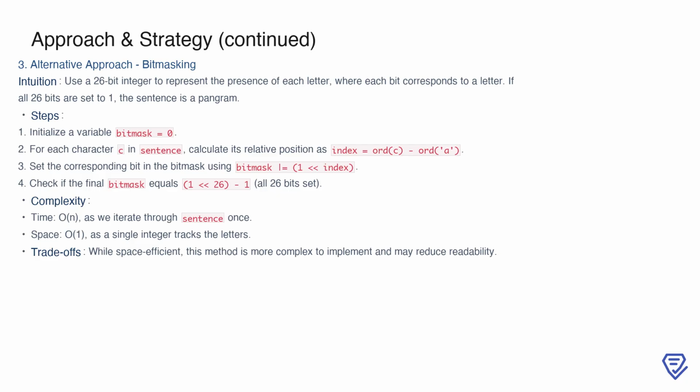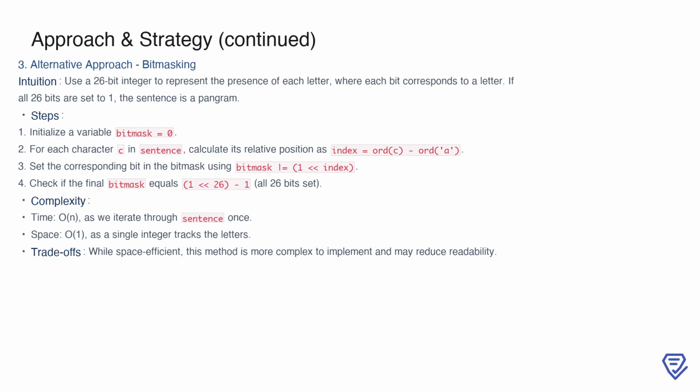Another approach we considered involves using bit masking to track the presence of each letter. Here, we use a 26-bit integer where each bit corresponds to a letter of the alphabet. As we iterate through the sentence, we calculate the relative position of each character and update the appropriate bit in the integer. If all 26 bits are set to 1 by the end of the process, the sentence is confirmed as a pangram.